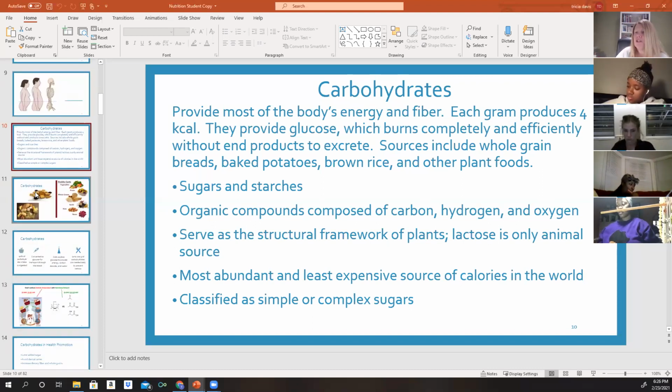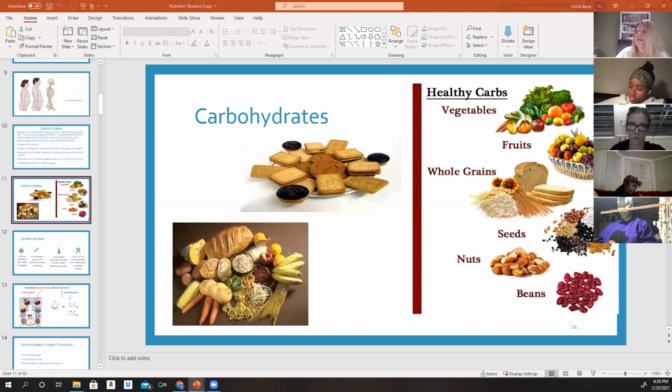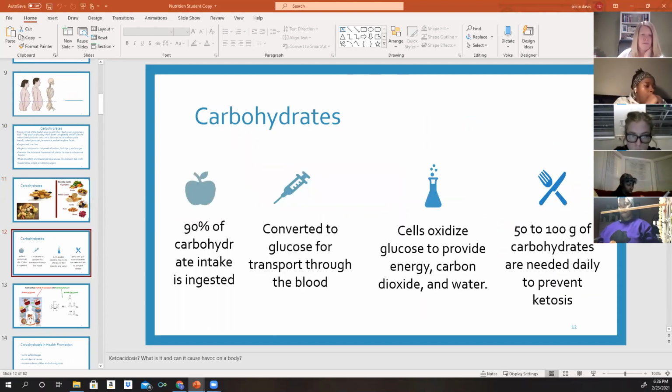These are all the things you're going to want to tell your patients. You want them to have healthy carbs, so vegetables and lots of fruits. Fruits you have to be a little bit careful with, especially with patients that have diabetes, because even though it's fruit, it's still sugar. It's possible for them to take in too much of it, and it can affect their blood sugar numbers. So you have your whole grains, seeds, legumes, nuts, and beans. These are all healthy carbs that you would want to encourage your patient to take in.